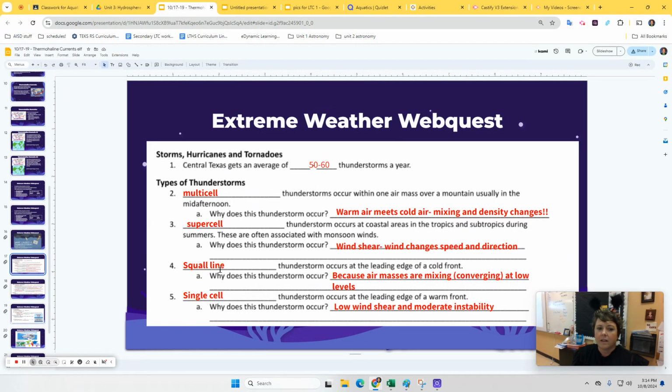We can get a squall line thunderstorm when air masses are mixing at low levels. It's on the leading edge of the cold front. Okay, so that would be like whatever direction it's moving. And then we can get single cell thunderstorms where we have low wind shear and moderate instability. They come at the leading edge of a warm front, and they're usually kind of small, single cell.